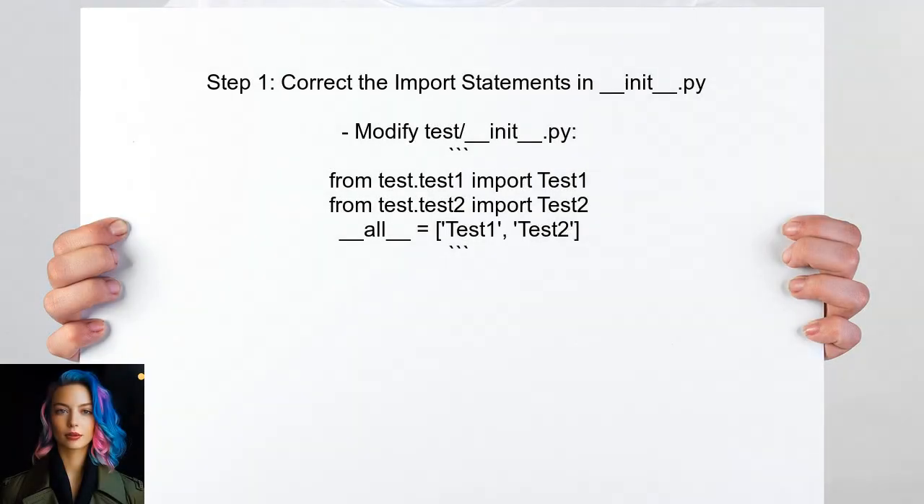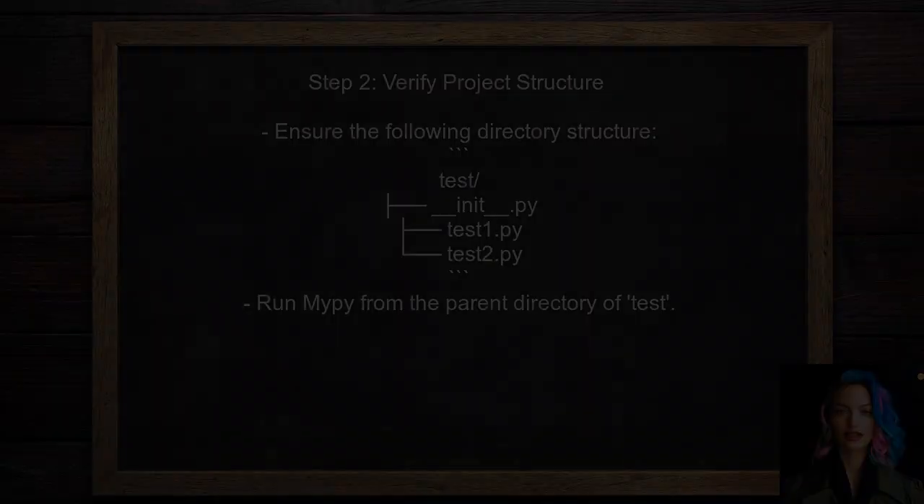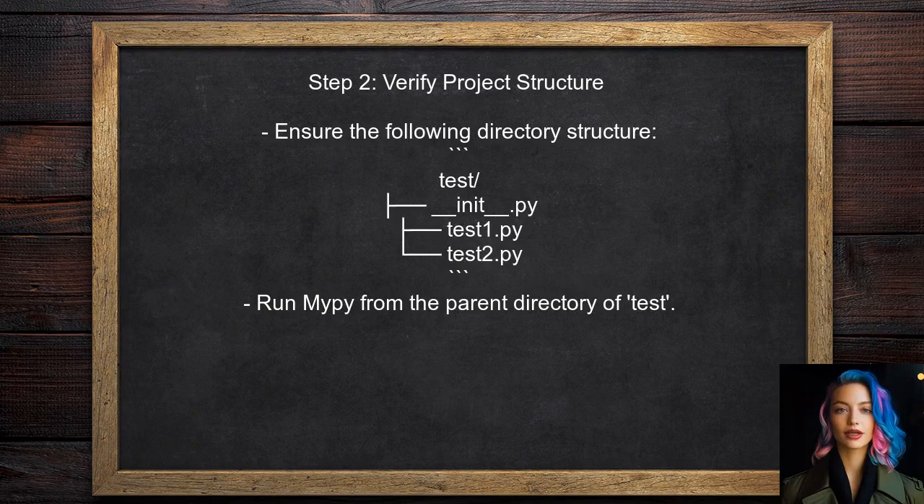To resolve the issue with Mypy not recognizing the alias in the init file, the user should first ensure that the import statements are correctly structured. In the init file, the user should explicitly define the exports. Next, the user should check the structure of the project to ensure that Mypy can properly resolve the imports. This means verifying that the directory structure is correct and that Mypy is being run from the right context.